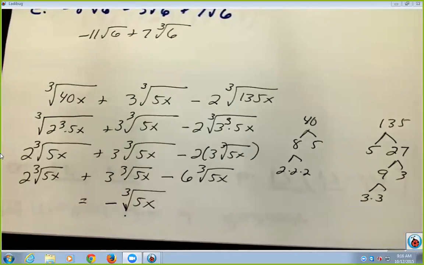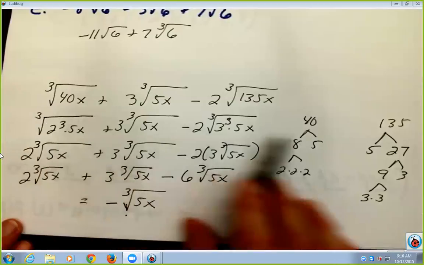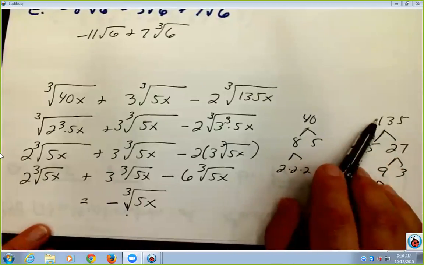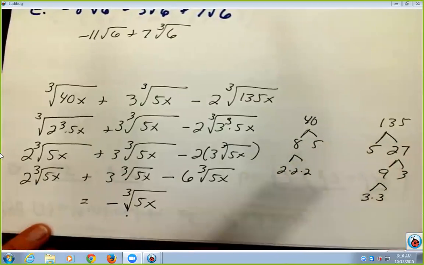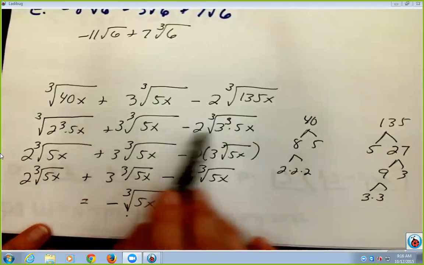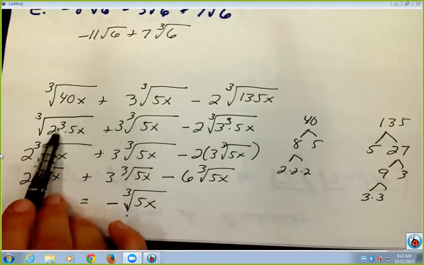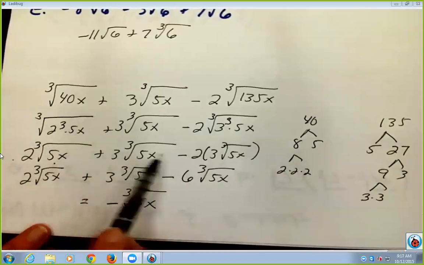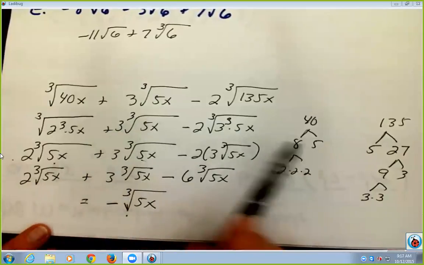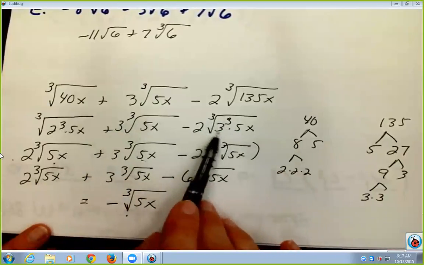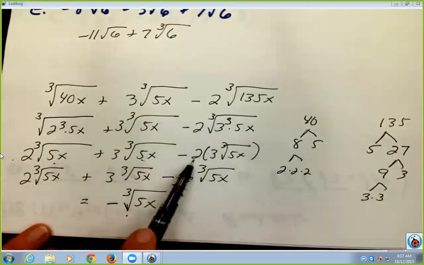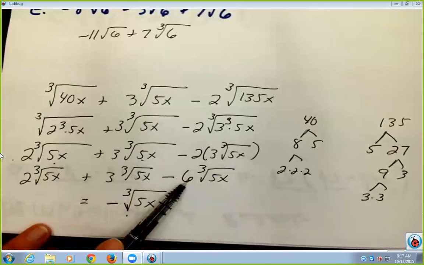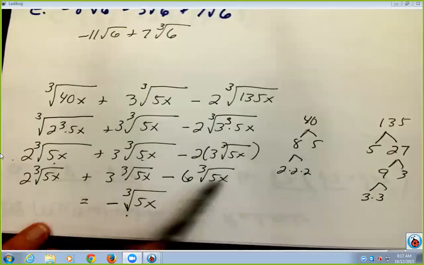I ended up taking 40 over here on the side, breaking it apart. Took 135, broke it apart. Got my prime factorizations in here so I could see what I could pull out. This way, because it's a match, I can pull a 2 out. The 5 and the x stay. This one, there wasn't anything done to it, so it just comes down. This one, the 3 could be pulled out, but I wanted to show you that 3, and it was 2 times this, so 2 times 3 gave me the 6, and the cube root of 5x just came along.